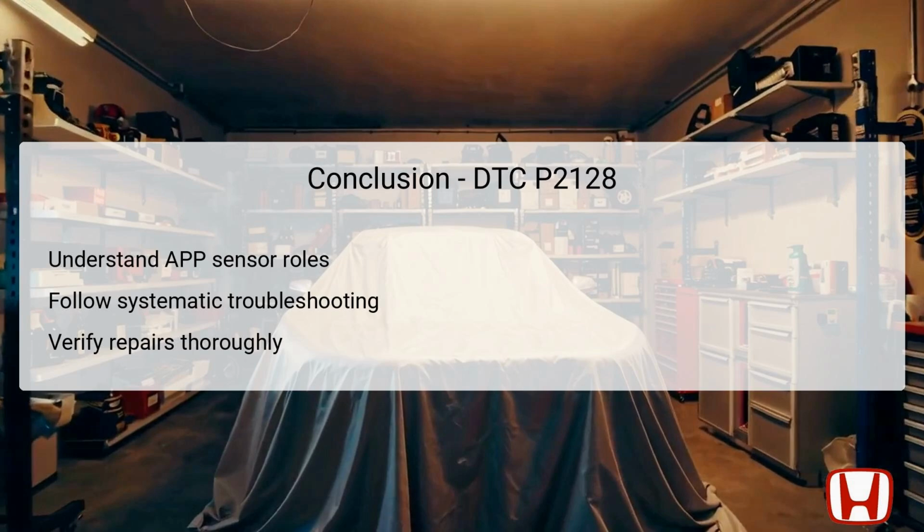In conclusion, diagnosing and addressing DTC P2128 requires a solid understanding of the functioning of the APP sensor and the PCM. This guide illustrates the systematic approach necessary for troubleshooting, from initial voltage checks to final PCM evaluations. It emphasizes the importance of verifying each step, as overlooking minor details can lead to unresolved issues.